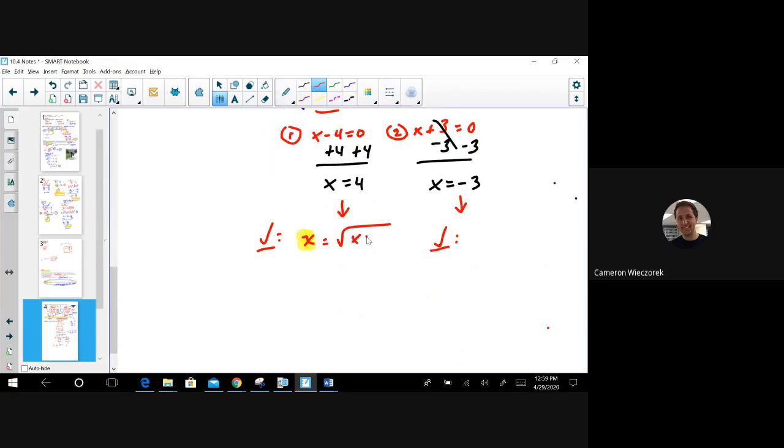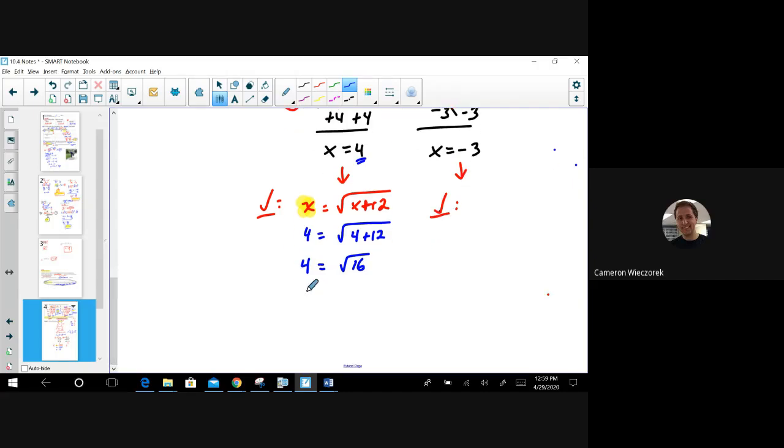It's real important that you're using the original. You don't want to plug it back into the equation after you squared it, because otherwise it's going to be true every time. So I'm plugging it back into the original. Everywhere I see x, the first time I'm going to try 4. 4 equals the square root of 4 plus 12. That means 4 equals the square root of 16. Hey, the square root of 16 is 4. Does 4 equal 4? True statement.